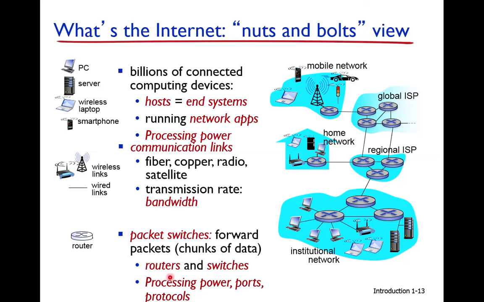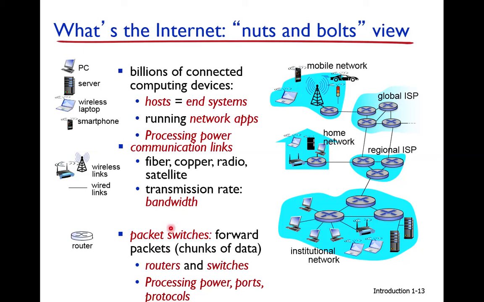And the routers have processing power, they have a number of ports, they have protocols. For example, here this router is connected to 2 links. Here this router is connected to 3 links. Here this router is connected to 1, 2, 3, 4 links. So how many ports they have and how many protocols they run, we will discuss later on.